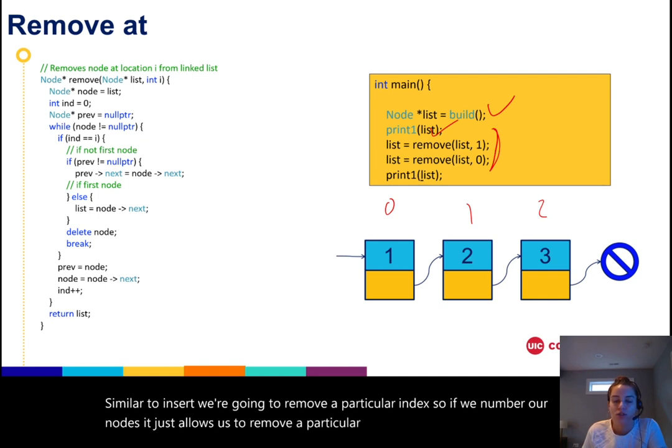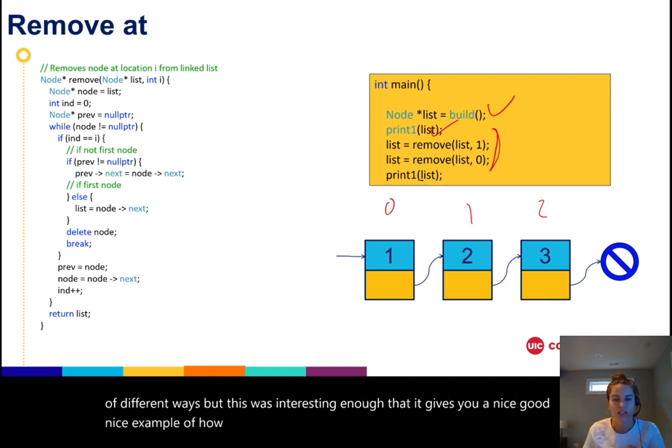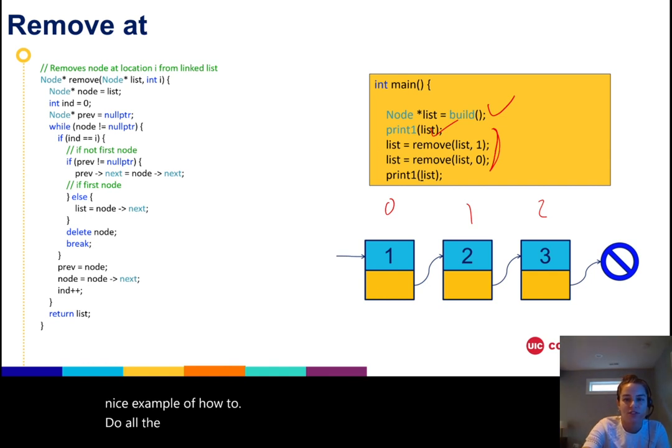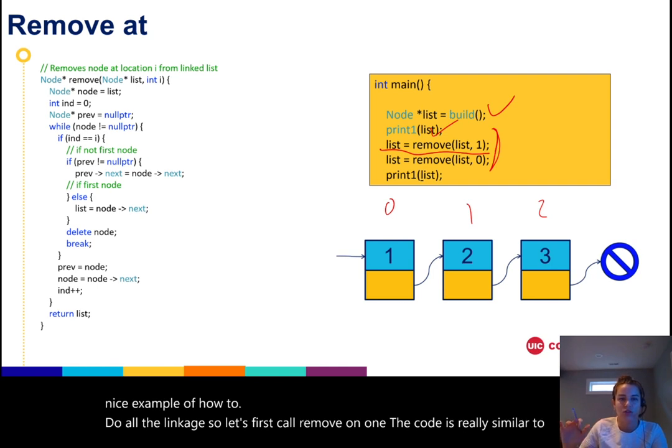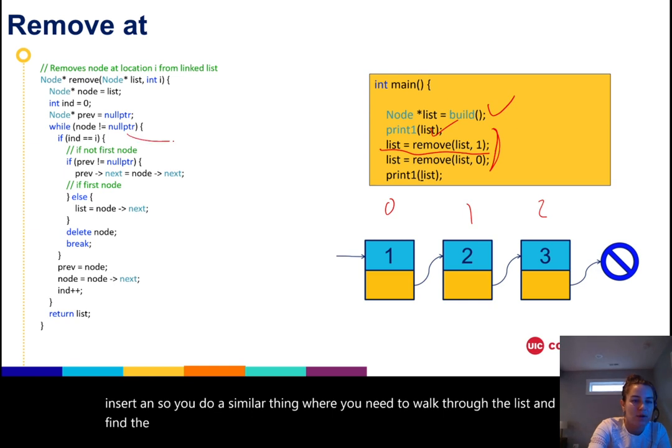You could write this all sorts of different ways, but this was interesting enough that it gives you a nice example of how to do all the linkage. So let's first call remove on 1. The code is really similar to insert, and so you do a similar thing where you need to walk through the list and find the index, and then all the code in here is once you actually find that index.